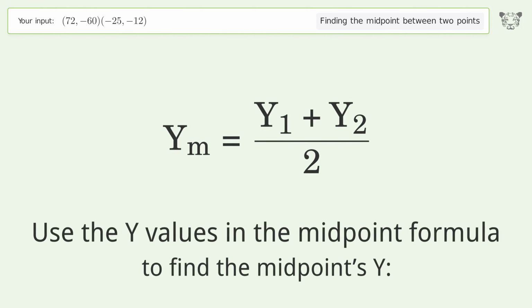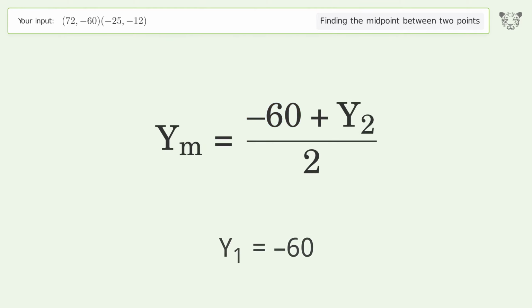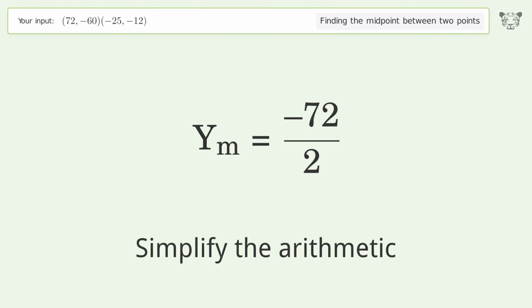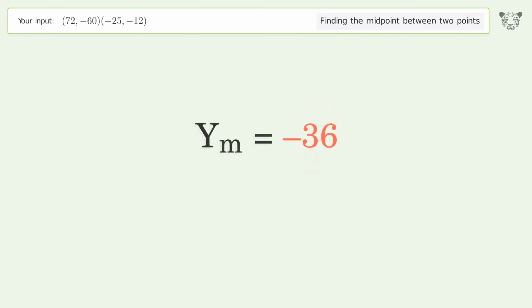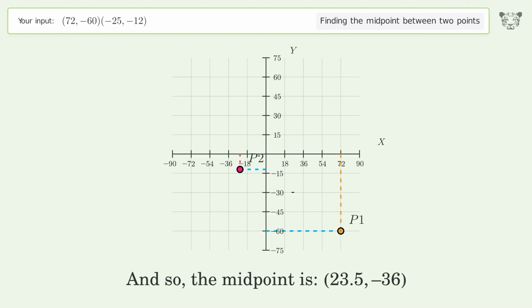Use the y values in the midpoint formula to find the midpoint's y. y1 equals negative 60. y2 equals negative 12. Simplify the arithmetic. And so, the midpoint is 23.5, negative 36.